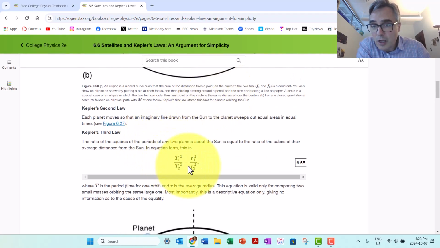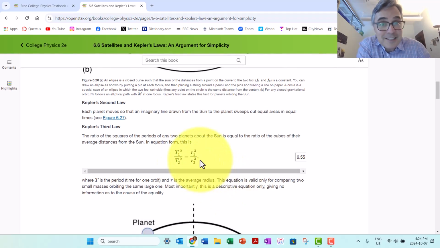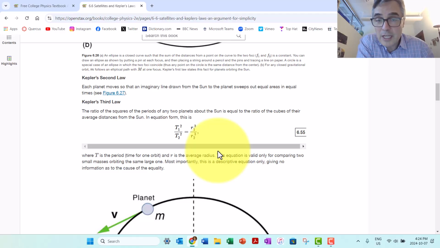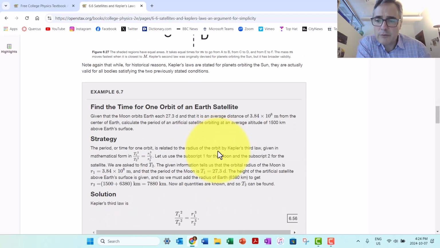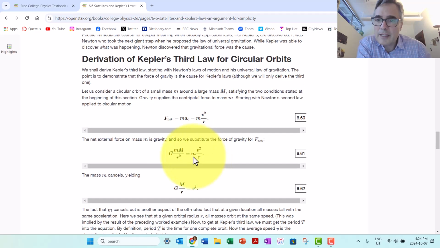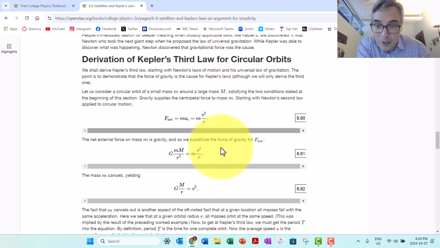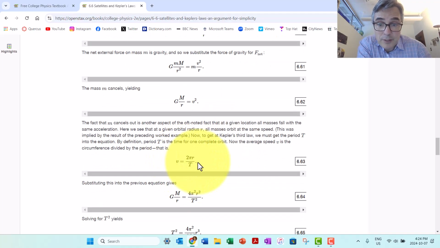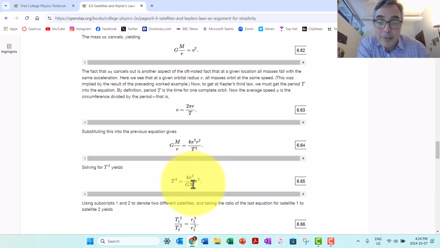And Kepler's third law states that the ratio of the squares of the periods of any two planets is equal to the ratio of the cubes of their average distance from the sun. And again, it's an exact consequence of the law of universal gravitation giving the centripetal force of orbits. So there are some examples. Here is where they derive Kepler's third law, which is the one that's pretty easy to derive. You set the net force equal to G M m over r squared, and can solve out for the speed of a circular orbit, and find out the period.